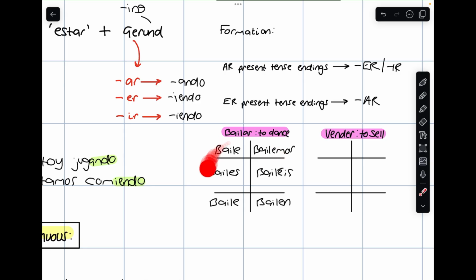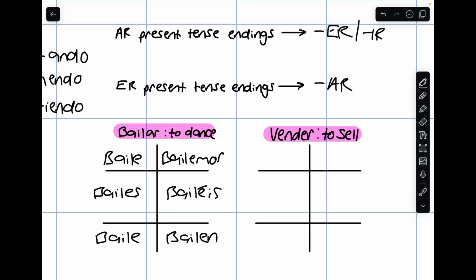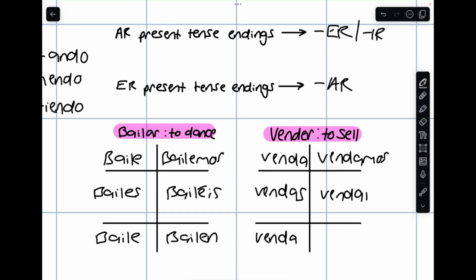We've simply switched around the present tense endings and given my AR verbs, such as bailar, the ER present tense endings. For vender, we're going to do another practice, and again, comment down below the conjugations of vender in the present subjunctive. So, vender will take the AR present tense endings because it's an ER verb. So vender becomes venda, vendas, venda, vendamos, vendáis, and vendan.